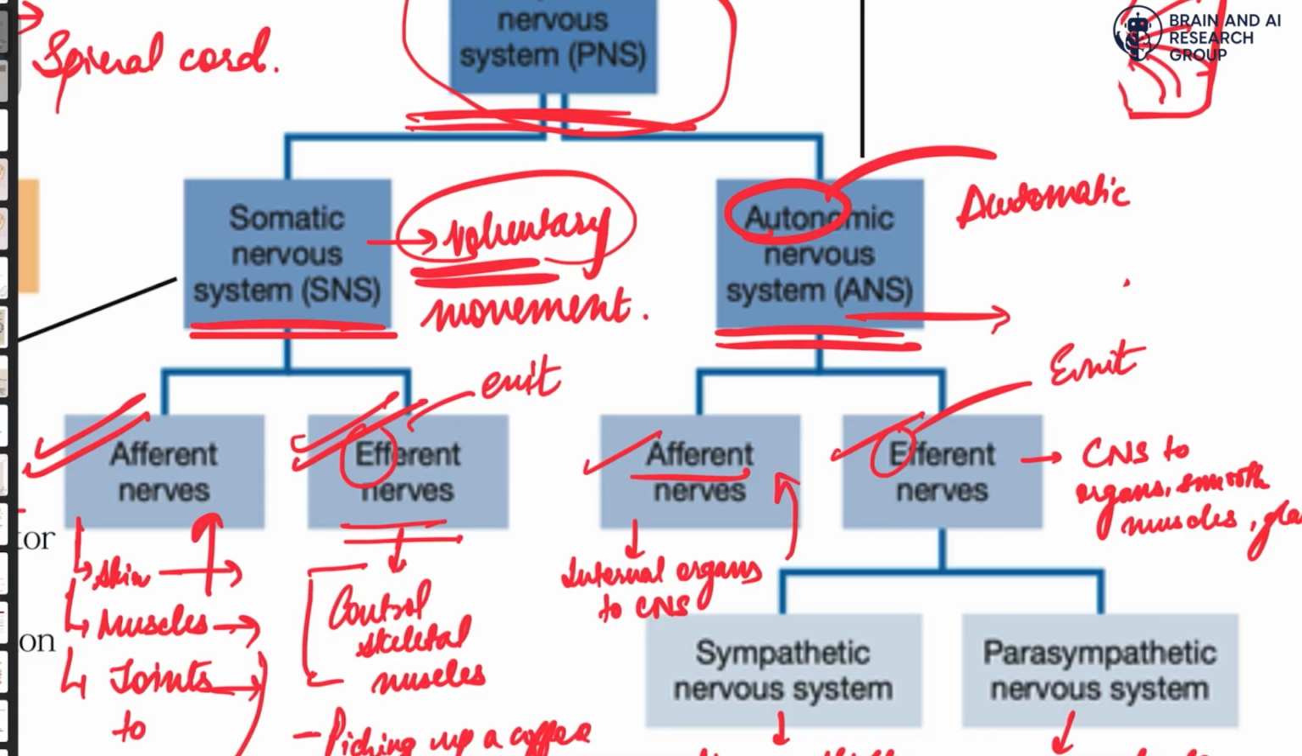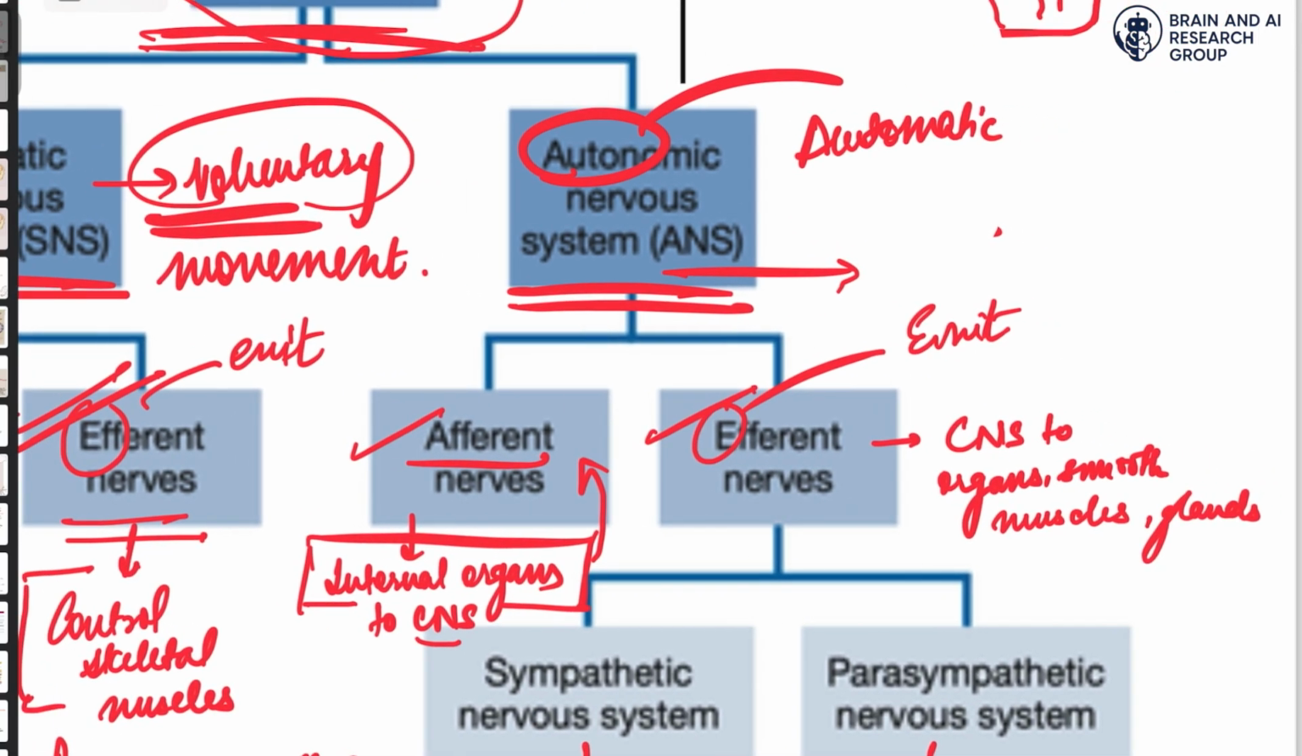Now, here the signals are coming to the central nervous system from your internal organs. So your internal organs are sending signals to your central nervous system, and the efferent nerves are sending signals from your central nervous system to other organs, your smooth muscles and the glands, telling them how to function.